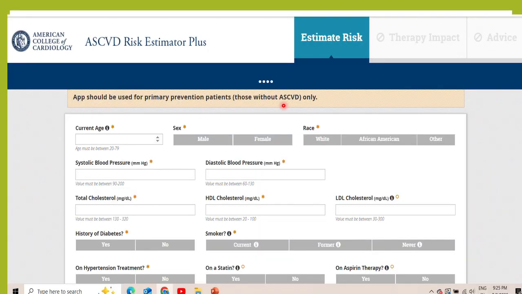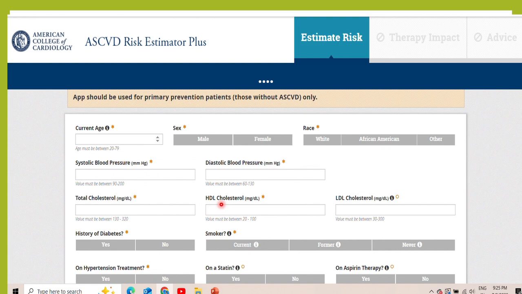There is a calculator by which you can calculate this atherosclerotic cardiovascular disease risk by putting in your age, gender, race, and your systolic and diastolic blood pressure. These are also very important. Your cholesterol numbers, HDL, LDL numbers, diabetic values, smoking, hypertension treatment, everything is included, and you can calculate and come to know your risk factor. This becomes important in another way also.